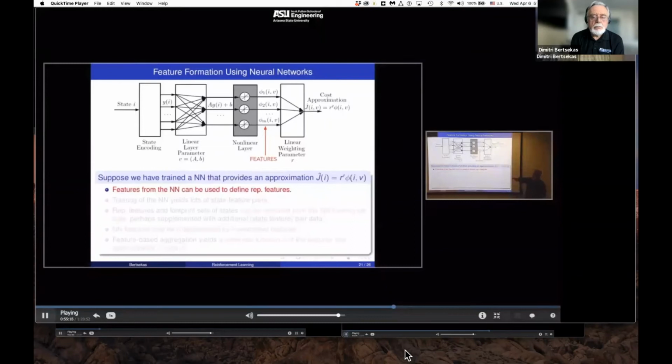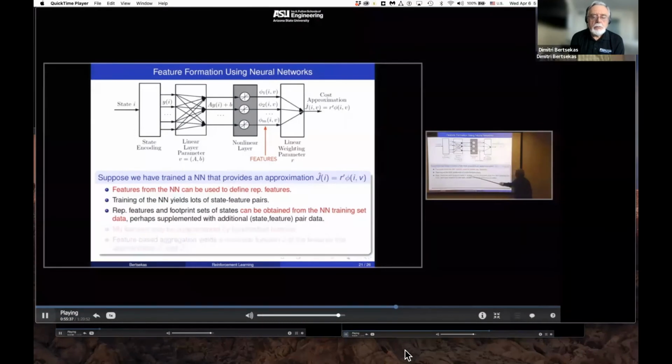In other words, we can sample this feature space that we obtain from the neural network, and in fact, the training process of the neural network produces a lot of feature values, right? In fact, state feature pairs. So we can obtain representative features and corresponding footprints of states from the training set of this neural network, and we can perhaps supplement it with additional pair data, perhaps to improve exploration, for instance, things like that.